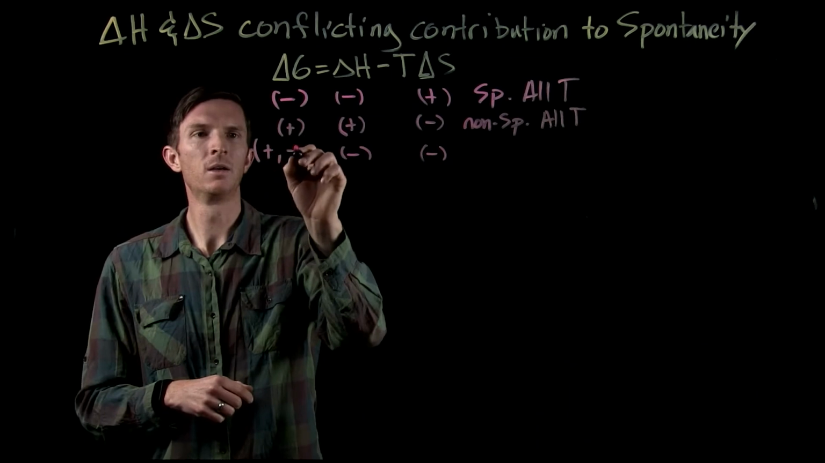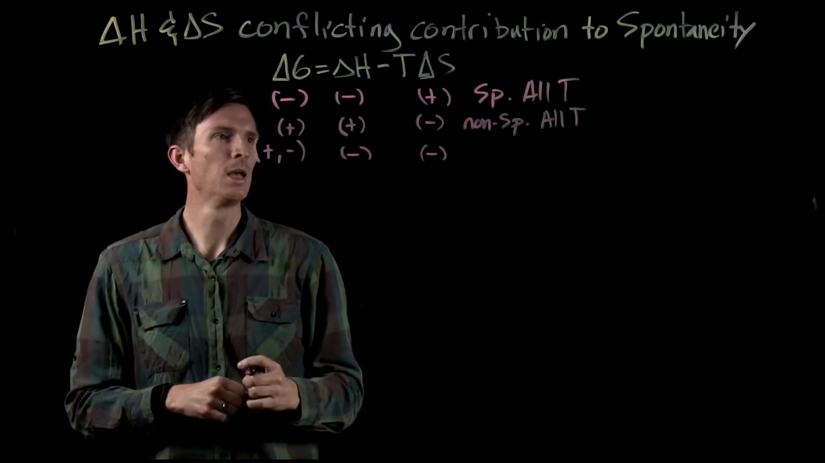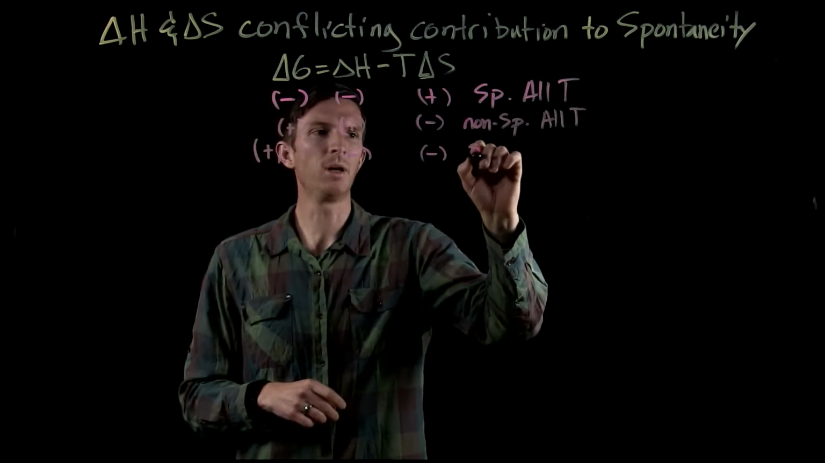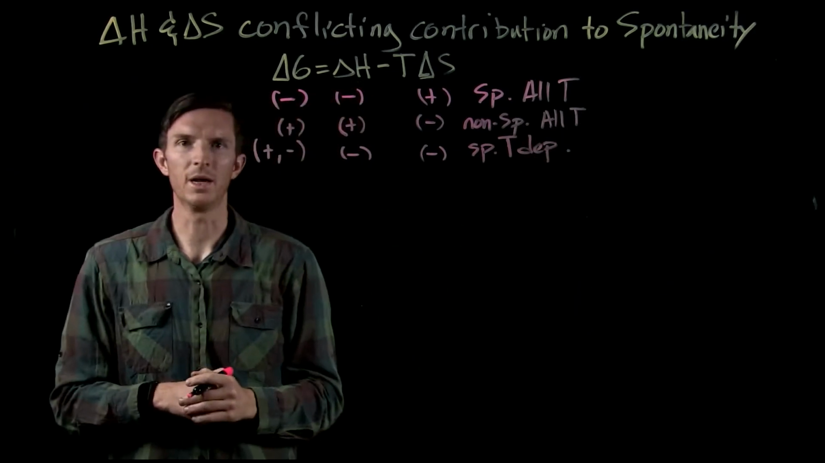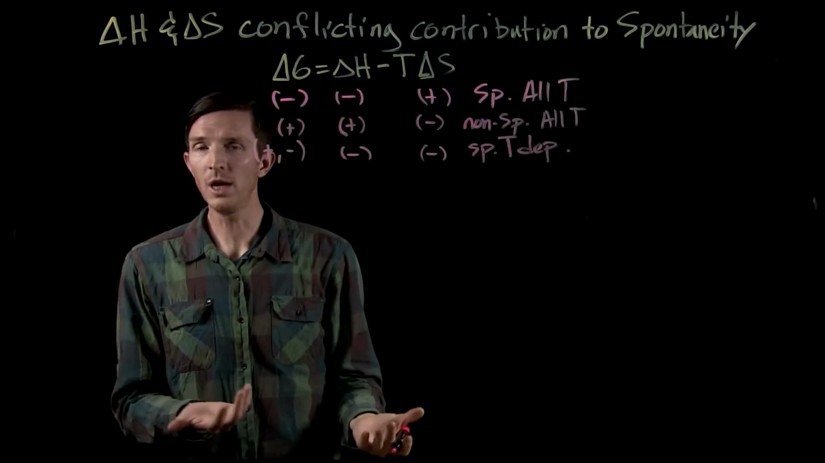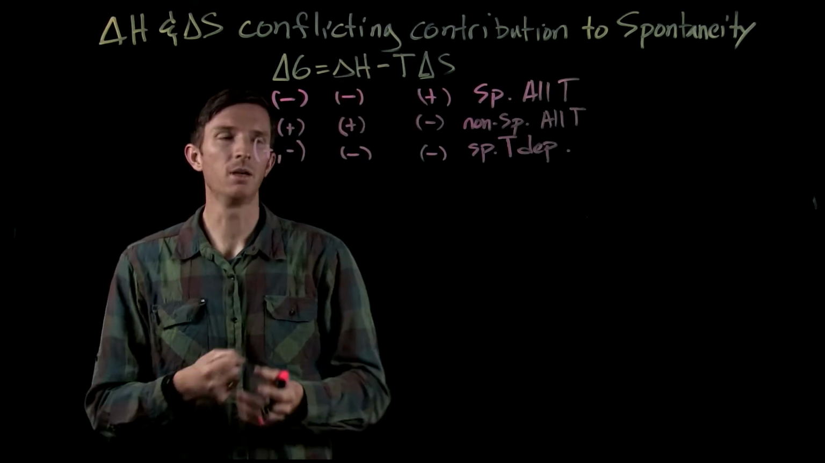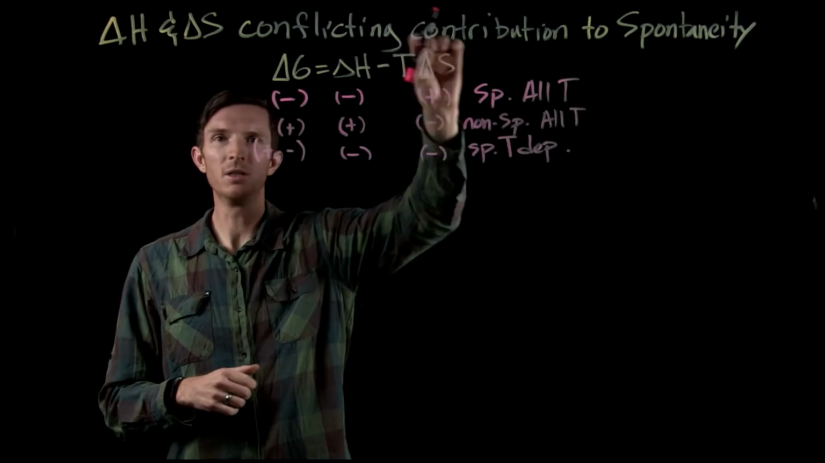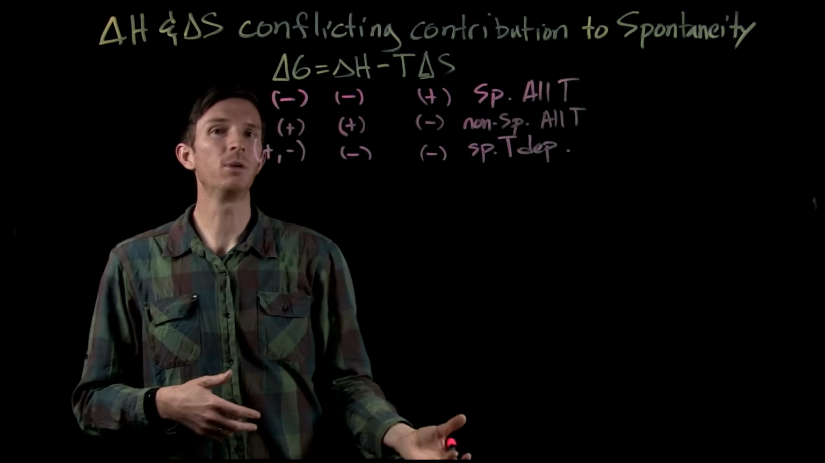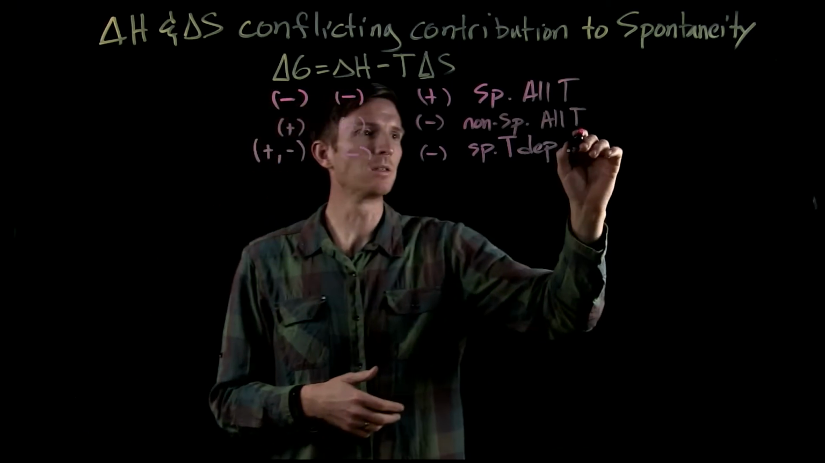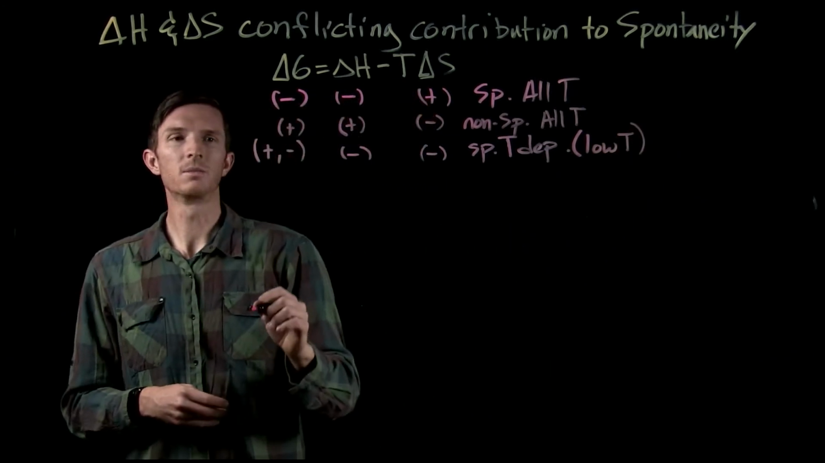Well, that means that our delta G value could be positive or negative, right? And so what we'll see here is that the spontaneity is temperature dependent. Okay. So we'll notice at low temperatures, our enthalpy is the main contribution to spontaneity, right? And then as our temperature increases, it's going to make this contribution greater and greater and greater. And at some point, it becomes non-spontaneous, okay?